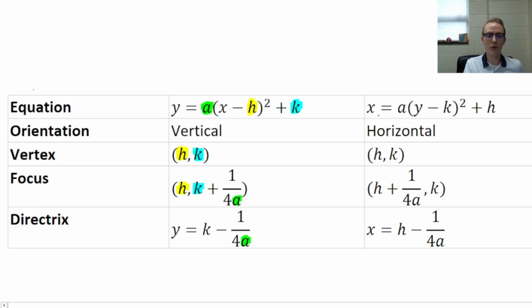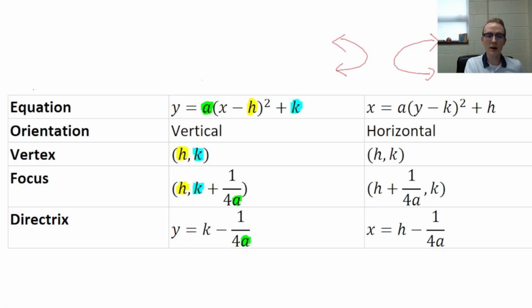The equation for a horizontal parabola is almost the same as a vertical, but we're starting with x equals now. Okay, so we've got x equals, still a here at the front of the parentheses, but now we've got y minus k in parentheses squared plus h. Okay, so a horizontal parabola would look like this, or it might look like this. Okay, it could open left or right, just like a vertical parabola can open up or down. A horizontal parabola can open left or right.